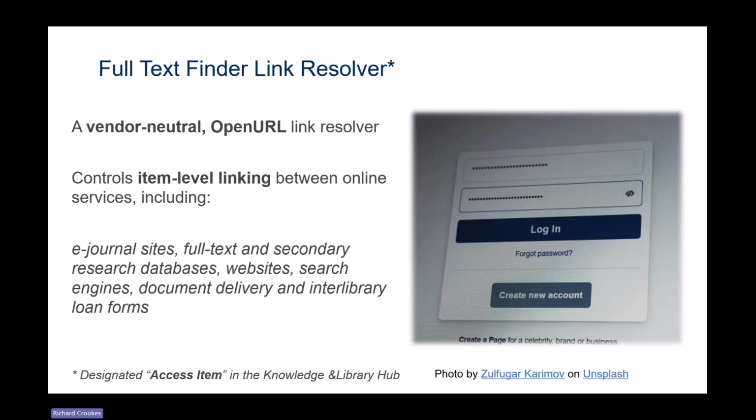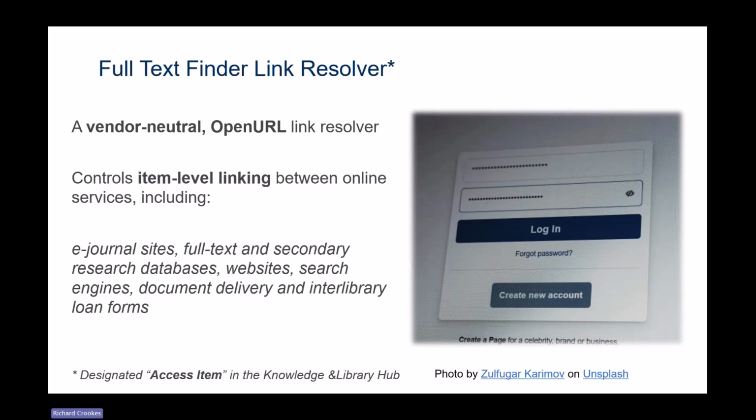So that is just a brief review of those elements. In terms of the link resolver, this is a vendor-neutral open URL link resolver. So it controls the item-level linking between various services, such as e-journal sites, full text, and secondary databases. So it's an alternative way to get to the full text where you cannot find it through EBSCO's full text, or get PDF from LibKey, etc., from browsing, from Third Iron.